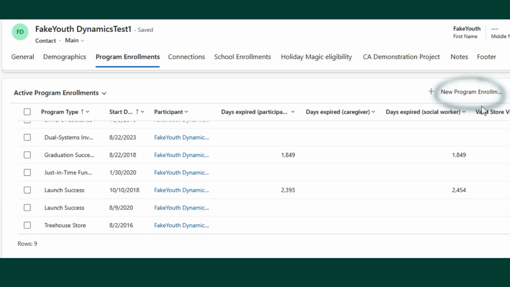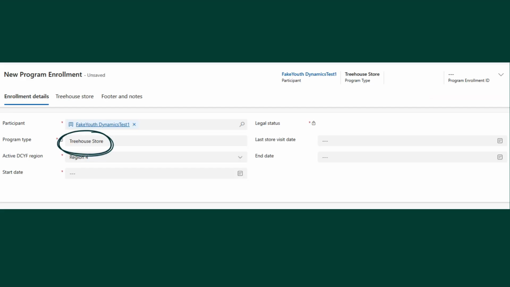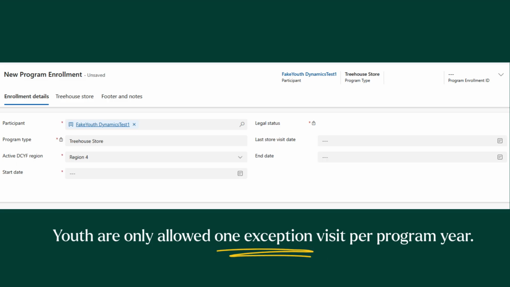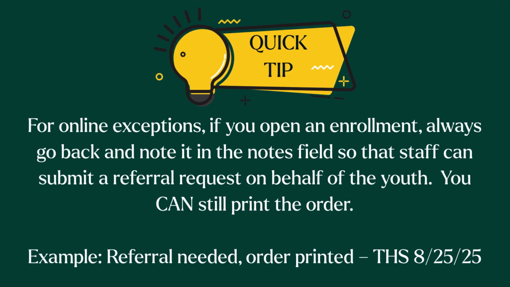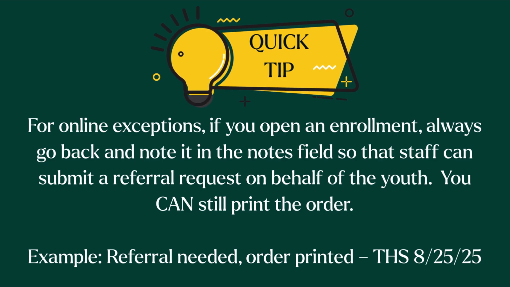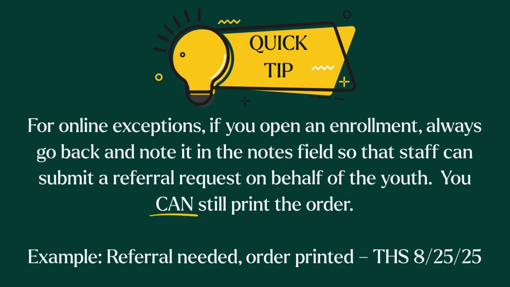To open an exception enrollment, click New Program Enrollment and fill in the Treehouse store with today's date. Hit Save and Close. Keep in mind, youth are only allowed 1 exception per program year. Opening an enrollment will allow you to check the youth into the Treehouse app so their order can be shopped. As a note, orders that require an exception enrollment should be placed in troubleshooting and include the notes so that staff can submit referral requests. You can still print and process them.